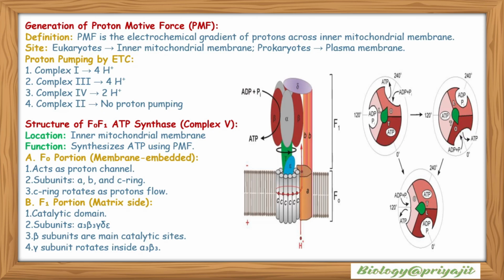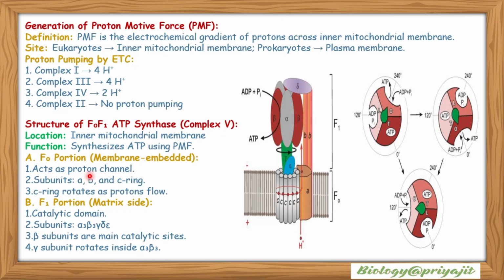So what is the structure of F0F1 ATP synthase? It is also known as F-type ATPase, as it is found within mitochondria. It is also known as complex 5. It is located in the inner mitochondrial membrane, and its function is to synthesize ATP using the proton motive force. It has two portions: the F0 portion, which is the membrane-bound structure, and the F1, which is the matrix side portion.